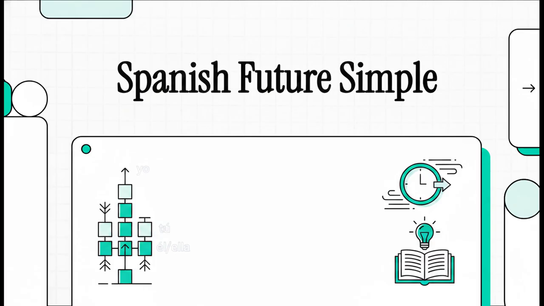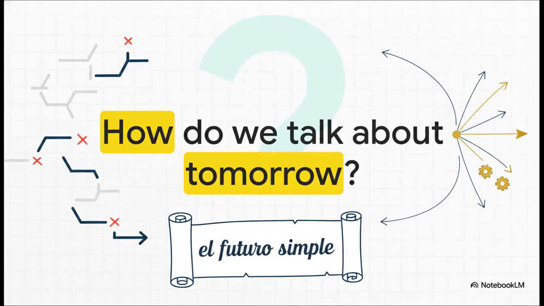Look, if you're a focused learner trying to finally demystify Spanish grammar, you are in the exact right place. Today, we're taking a really visual, highly structured, and honestly, incredibly satisfying journey into a topic that totally stresses language learners out. But it really shouldn't. We're talking about the Spanish future simple tense. By the time we finish this explainer, you are going to have a complete structural mastery of how to express future actions in Spanish. So here is our big hook question for today. How exactly do we talk about tomorrow?